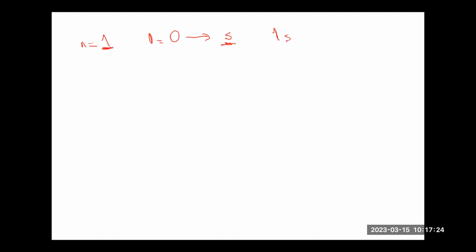How about second energy level? Ismail, please help me. What can be the L? 0 and 1. L could be 0, which is S, or we can go till n-1. L can be 1, which is P. So the second energy level, S orbital, second energy level, P orbital. So this is just sublevel. These are sublevels. And these are principal levels.